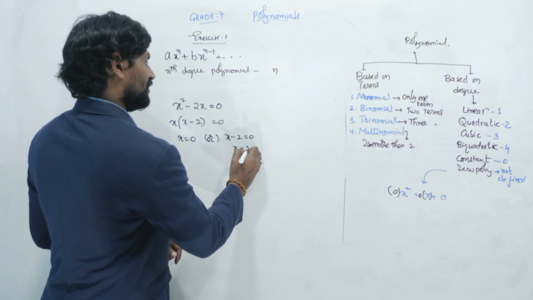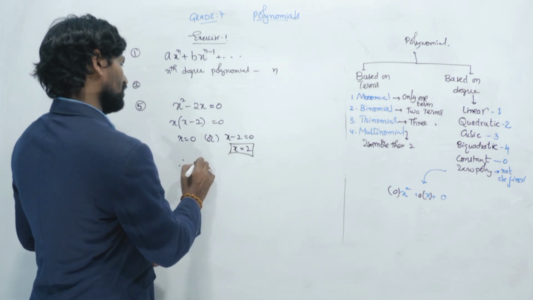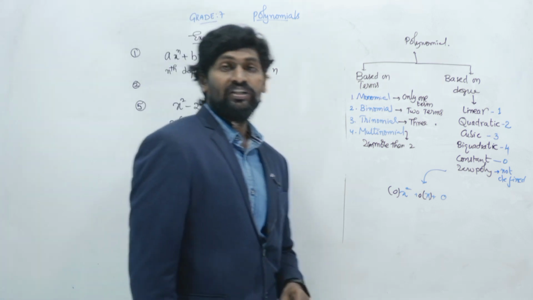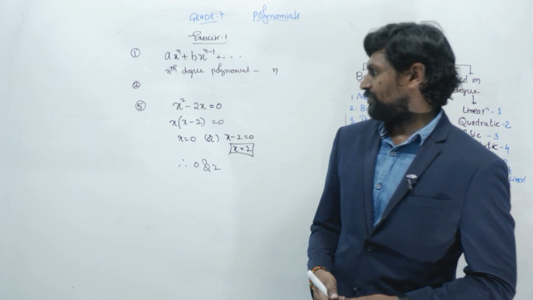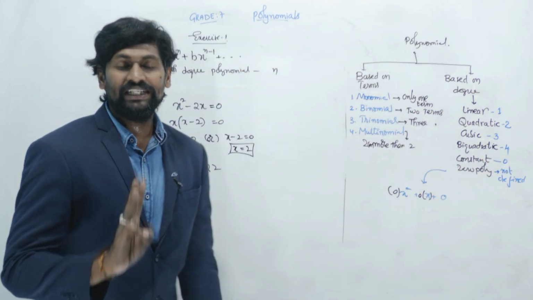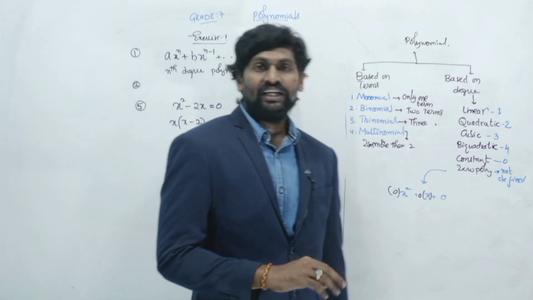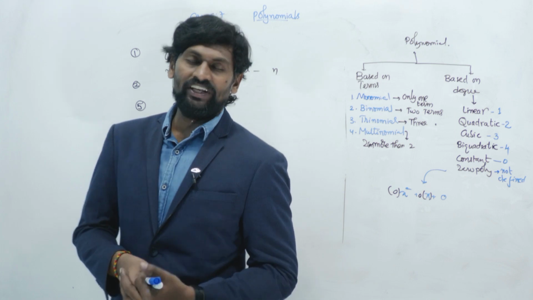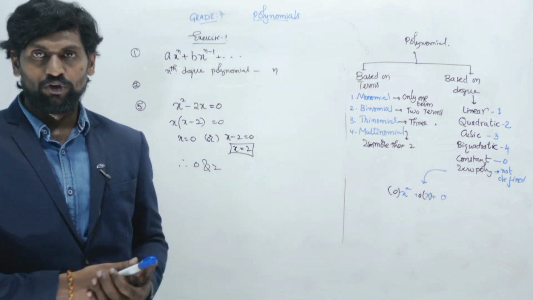Now minus 2 transposed becomes plus. So therefore the answers are 0 and 2. Here x value 0 we got, here x value 2 we got. 0 and 2 are the zeros of the polynomial. Because it is a quadratic polynomial, degree 2, it will have 2 zeros. Degree 3 means 3 zeros will be there. Degree 4, 4 zeros. So based on the degree, that many zeros we will get. Zeros are the roots of the polynomial.